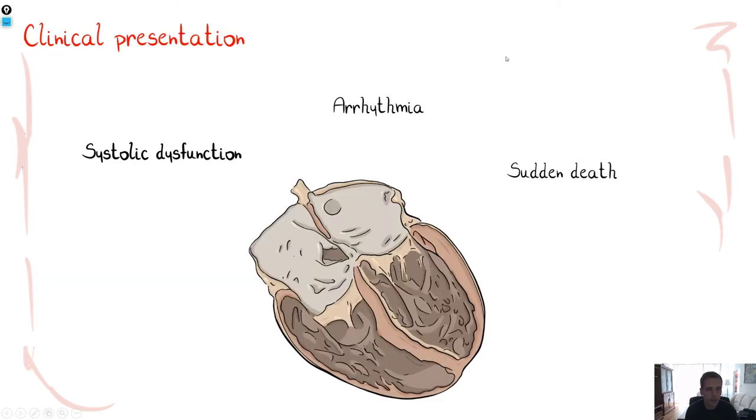The clinical presentation is usually systolic dysfunction, because the heart is dilated as a balloon, and it leads to systolic dysfunction with a decreased ejection fraction. So basically the clinical presentation is similar to ischemic heart disease, for example. Sometimes the patients can manifest arrhythmias or even sudden death, but the systolic dysfunction, progressive chronic systolic dysfunction, is quite typical.